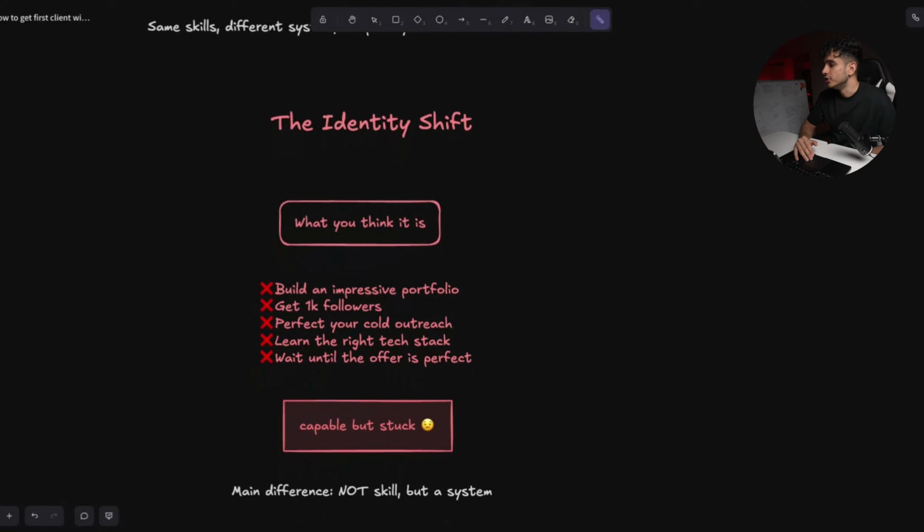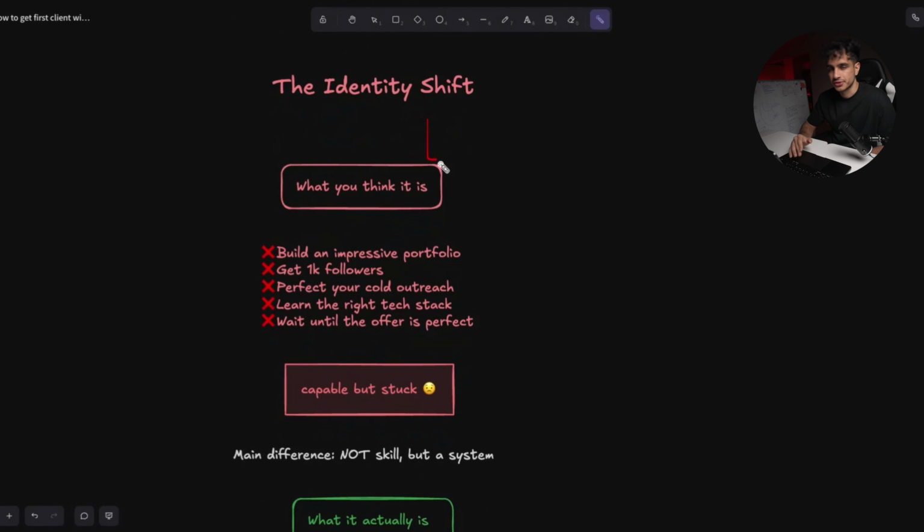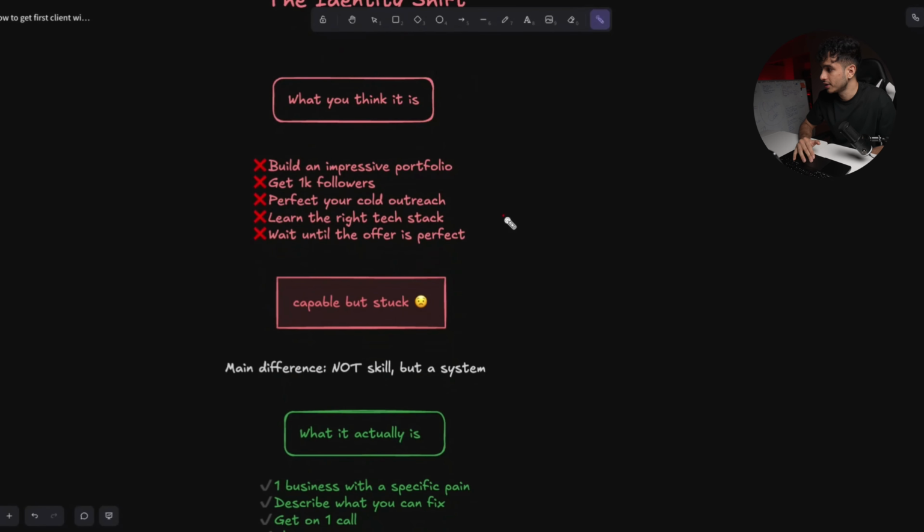And to do this, you have to have a proper identity shift. See, right now what you think this all is, is you get a personal portfolio, you get 1K followers, perfect your cold outreach, you learn the right tech stack, wait until the offer is perfect, and that's where you're going to be able to get your first client. That's what you're thinking right now. But that limiting belief, that wrong belief, to be honest, needs to be changed, because right now you are embodying someone who doesn't understand the AI space. But this entire video thus far has been helping you break down this belief and understand the proper way to get that first client. Because right now you're capable, but you're stuck.